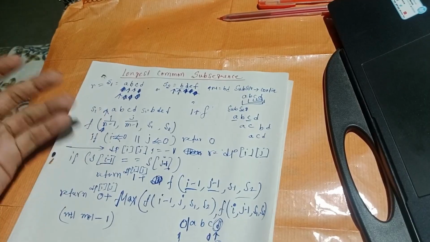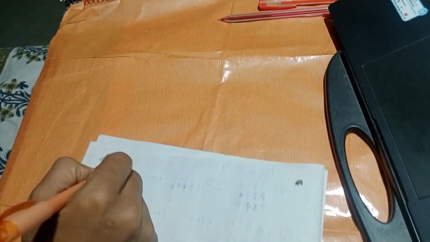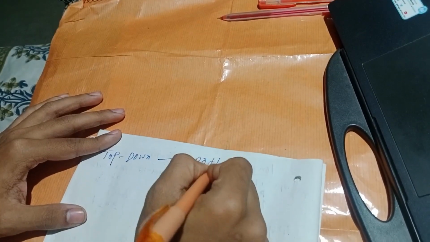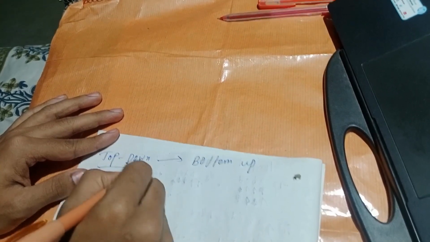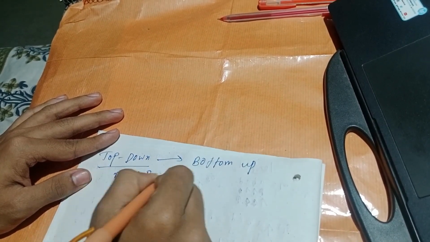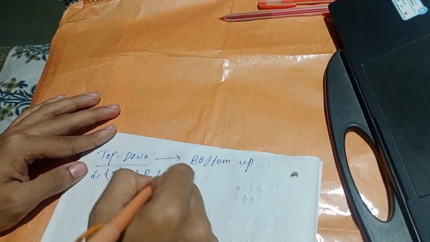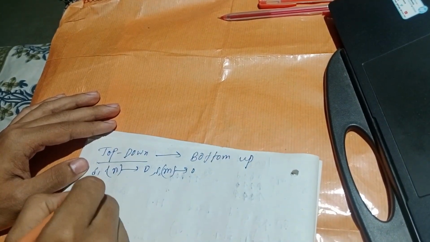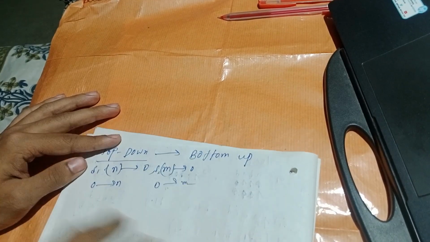Okay, so if I use tabulation, my memoization is the top down approach, then my tabulation is the bottom up approach. If you see my top down, it goes n to 0 and m to 0. For s1 it goes n to 0, and for s2 it goes m to 0. But in bottom up it is opposite. For bottom up it goes from 0 to n and 0 to m.